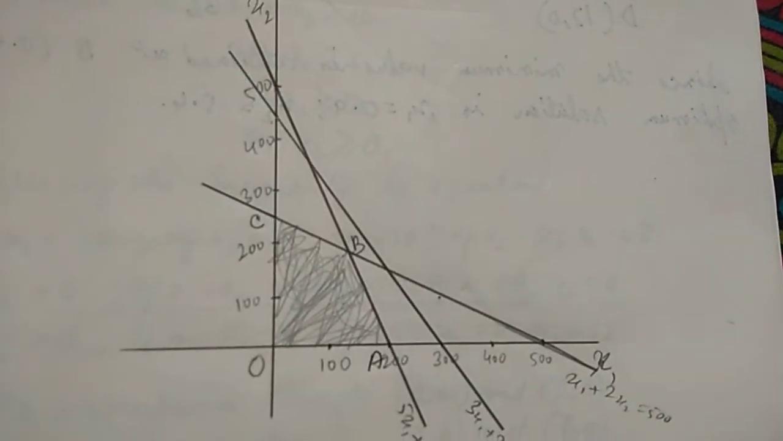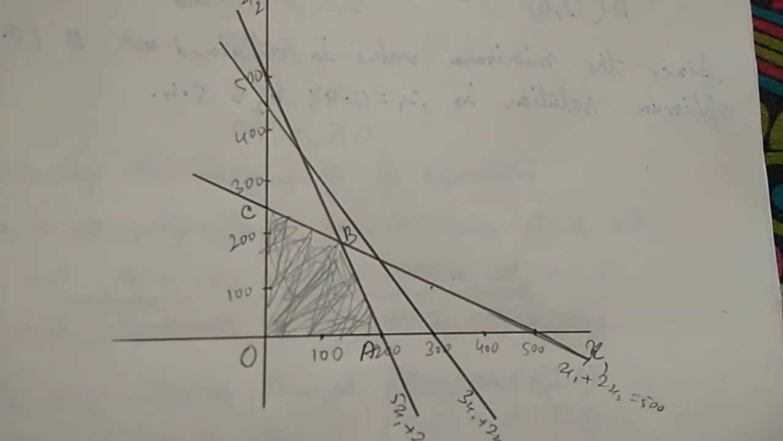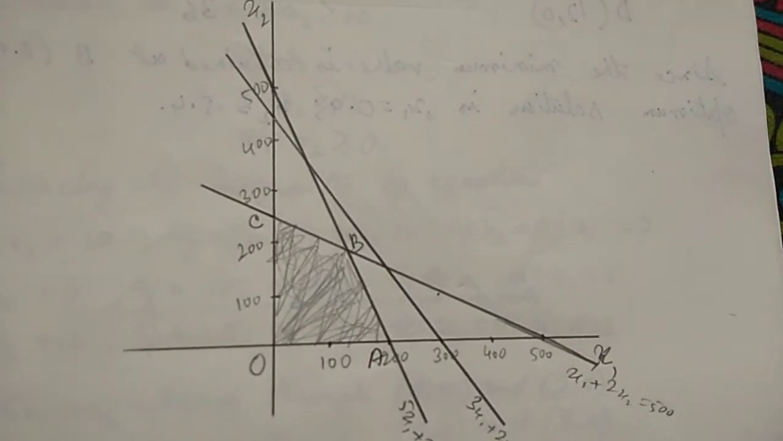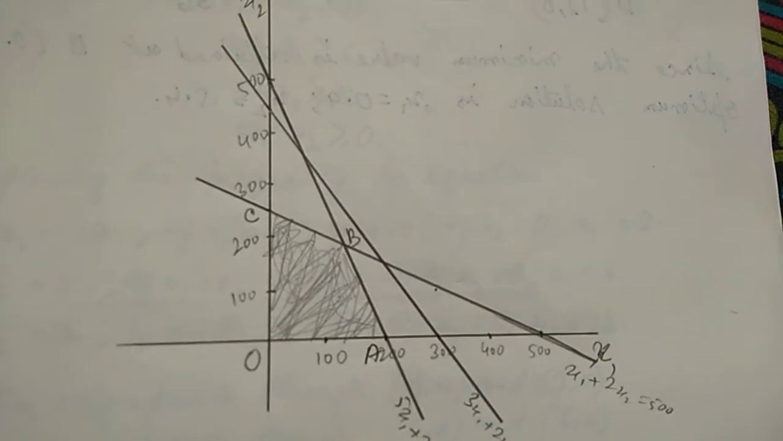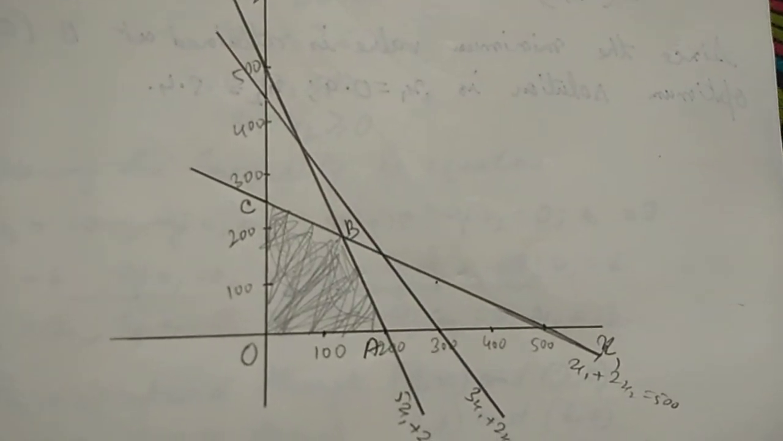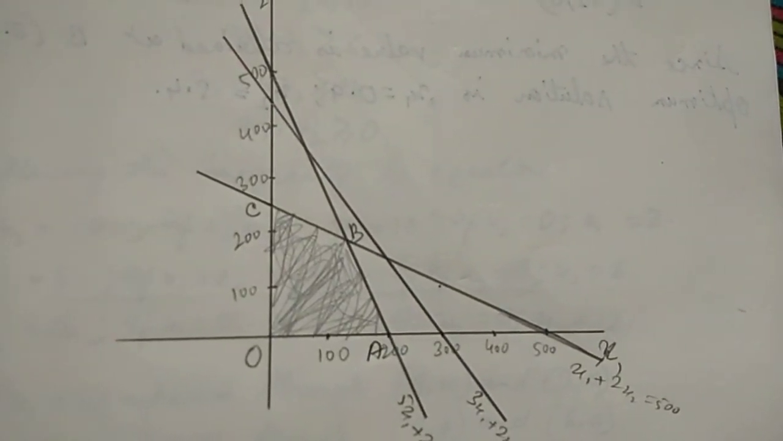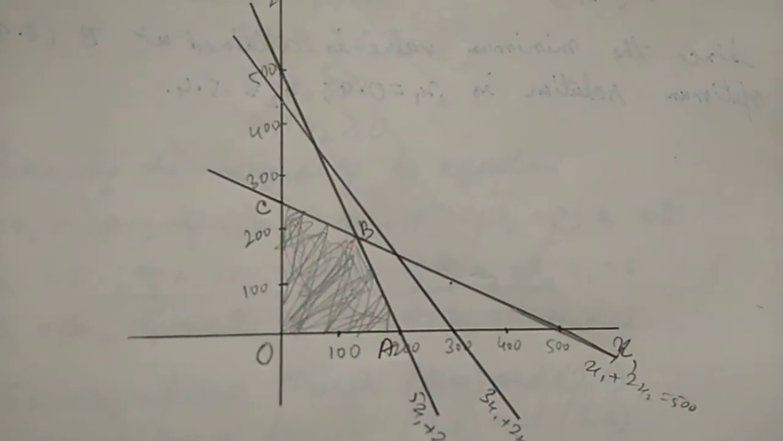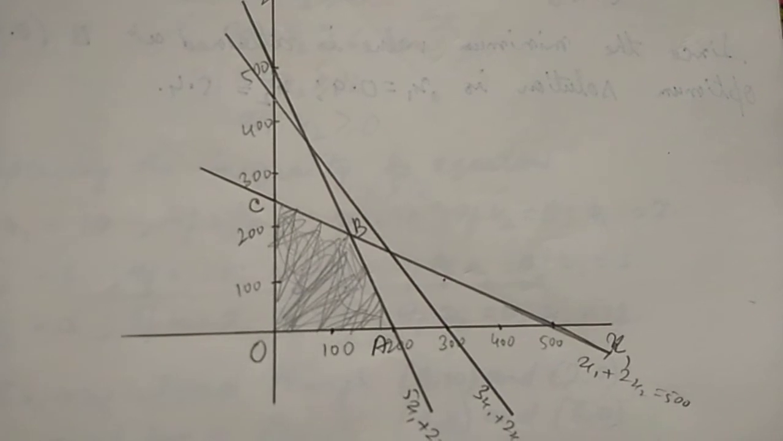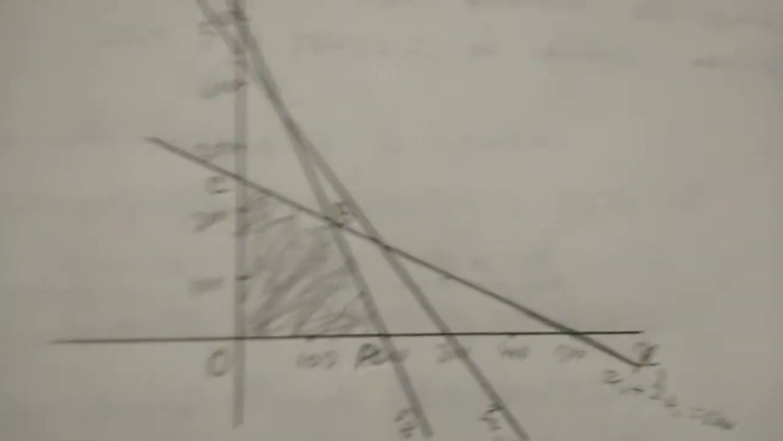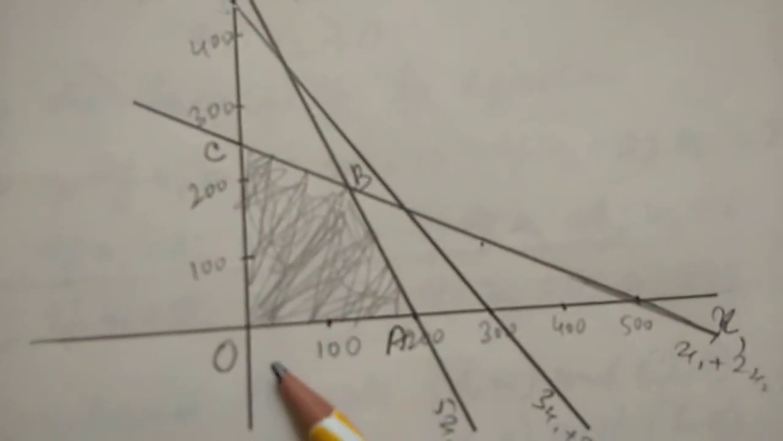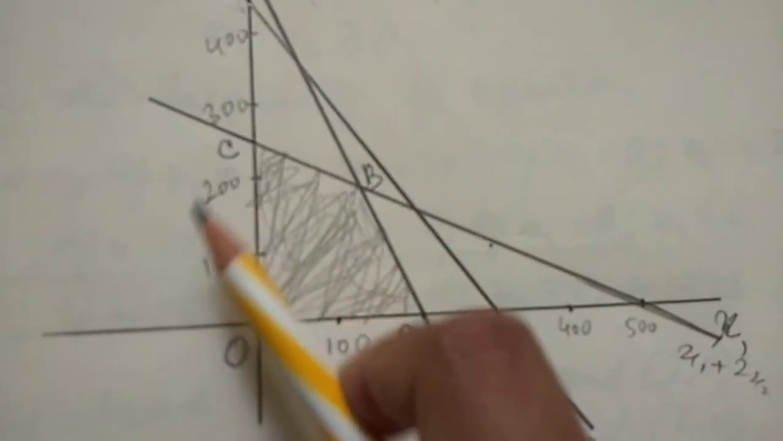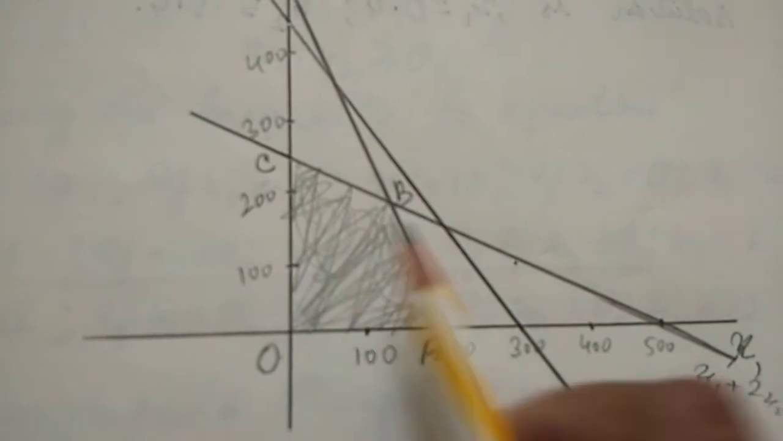Here you can see, following the general rule that if the constraints have a less than or equal to sign, we shade the region below the straight lines, and then we take the common region shaded by all the 3 straight lines. That gives us the optimal solution zone. Following that rule, we have found that O, A, B and C form the optimal solution region.